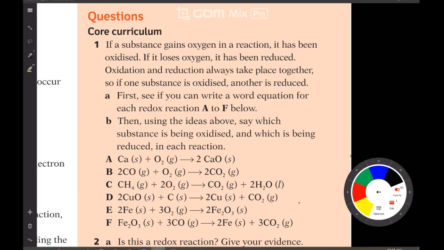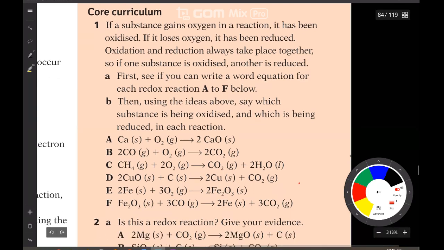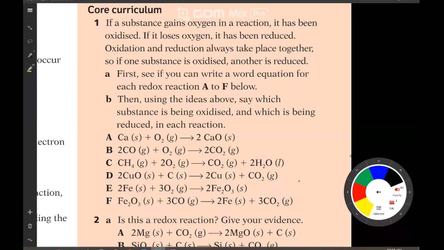Okay, part A says first see if you can write a word equation for each redox reaction from A to F below, for the reactions that you have here. And part B says, then using the idea above, meaning based on the transfer of oxygen, say which substance is being oxidized and which is being reduced in each reaction. So we do these questions one by one. Let's start from part A.